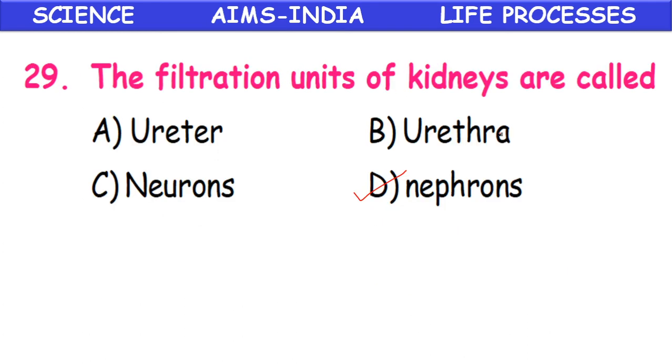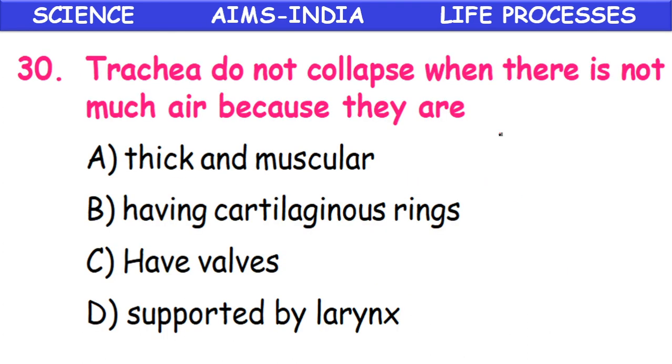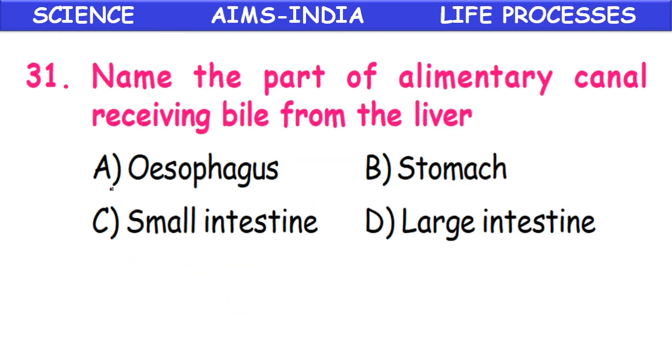Okay. Next, the filtration units: nephrons. Next, the trachea does not collapse when there is not much air because they are thick and muscular, having cartilaginous rings, have walls supported by larynx. It is they possess C-shaped cartilaginous rings. So B is the correct option.